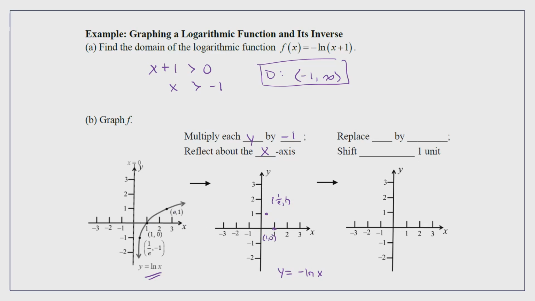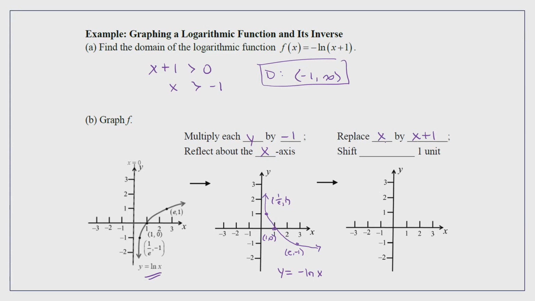Then my next point, E1, is now going to be E negative 1. So now it's going to be looking like this. All right. Next transformation, we are going to replace x with x plus 1.